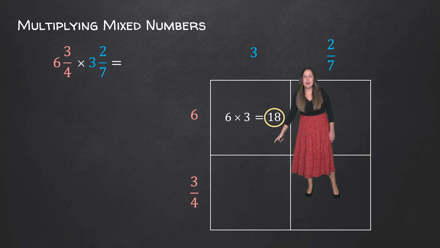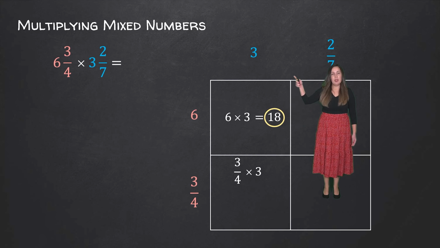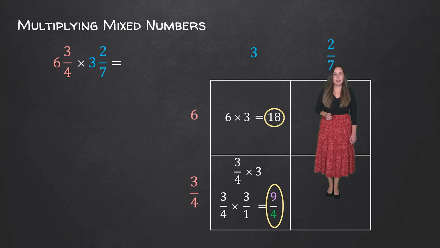Then for this bottom box, we're going to multiply 3/4 times 3. But before we do that, let's write 3 in fraction form. So it's 3/4 times 3/1. 3 times 3 is equal to 9. And then 4 times 1 is equal to 4. And then we can go ahead and circle our final answer.